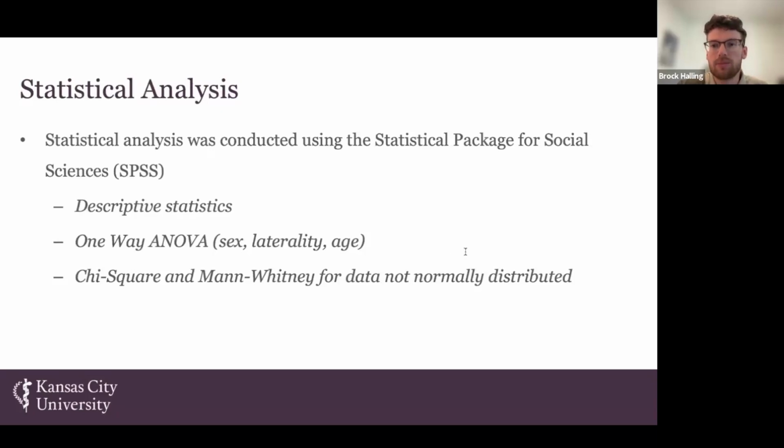We used SPSS to perform our statistical analysis. Descriptive statistics were performed to determine the means, ranges, and standard deviations. Sex, laterality, and age differences were compared using one-way ANOVA testing if they met assumptions for normal distribution and equal variances as determined by a Levene's test. Chi-square and the Mann-Whitney tests were implemented for comparison of data not normally distributed. All p-values are two-tailed with an alpha less than 0.05 indicating significance.